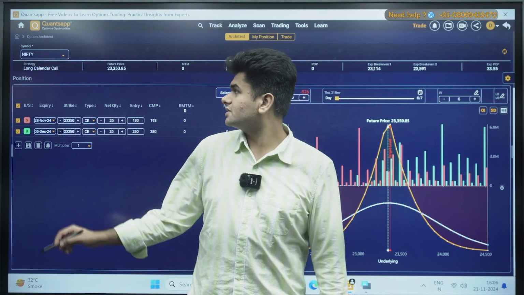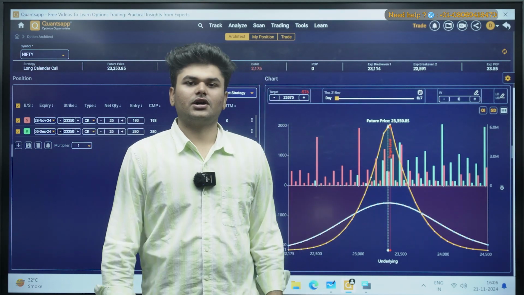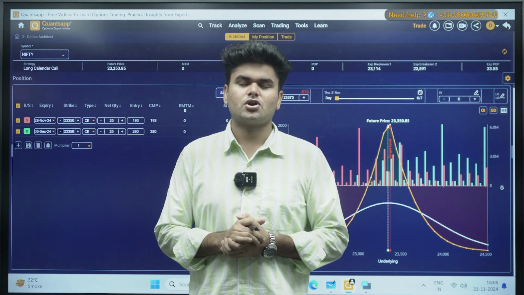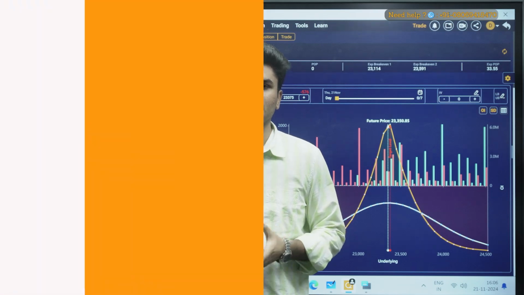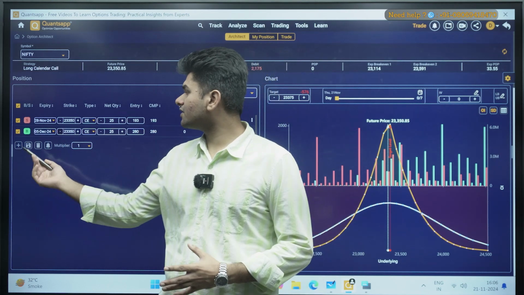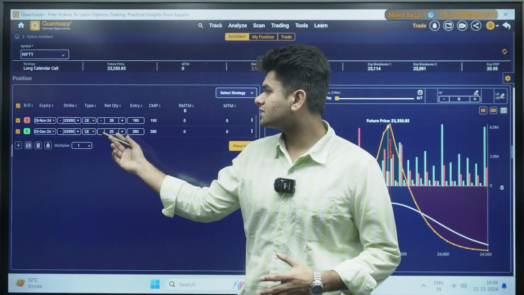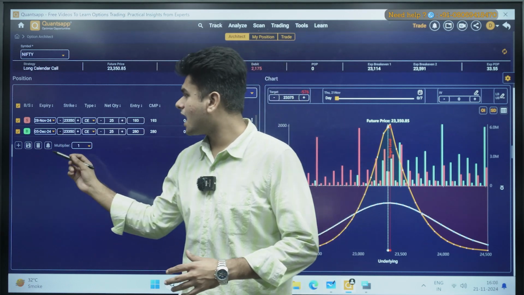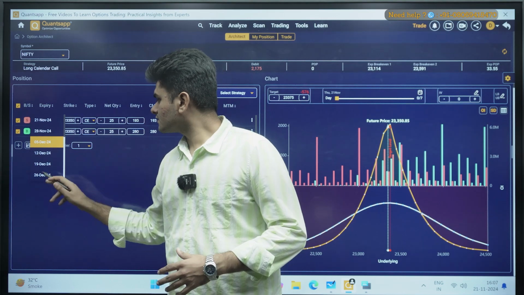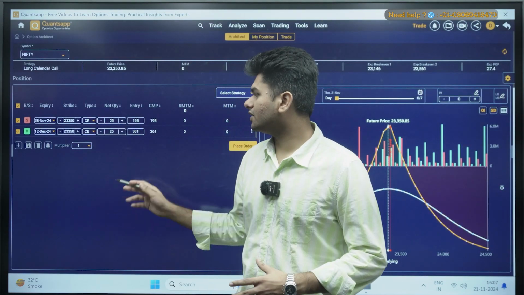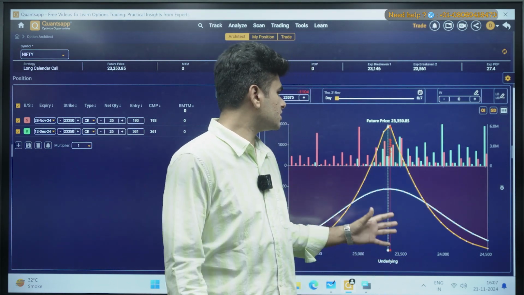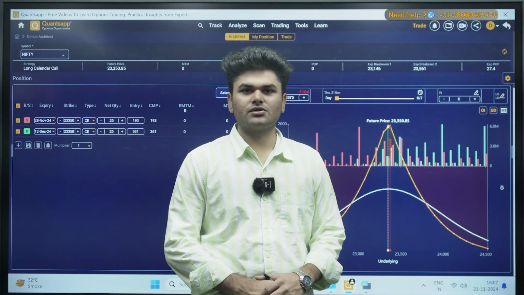As you can see, this is the long calendar call. So you can go for a long calendar call or a short calendar, sorry, long calendar put. As you can see, I've created a long calendar call. So what we have done here is that we have sold the current coming week's call option at the money, and we have bought the next month's expiry call option at the money. So this is how the particular PNL is looking to you.